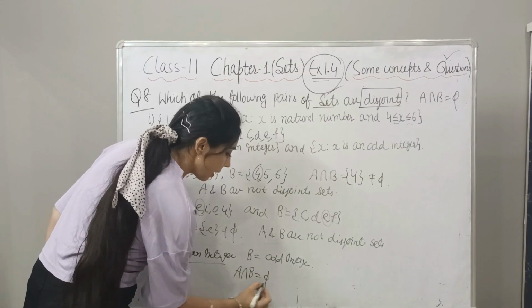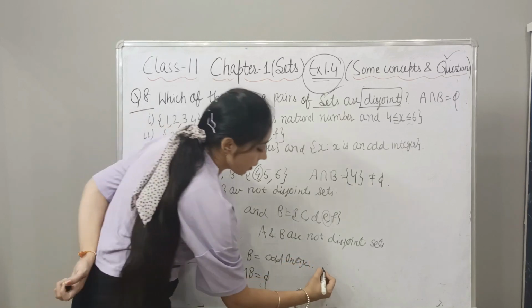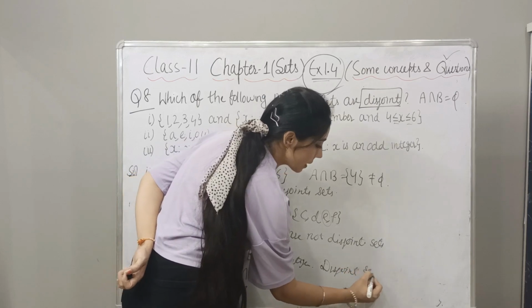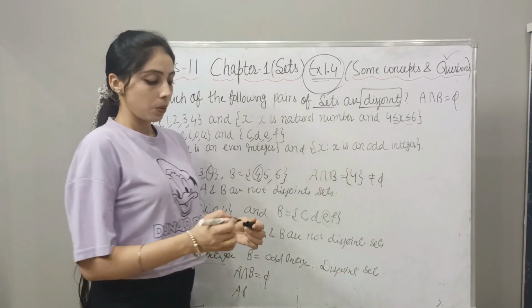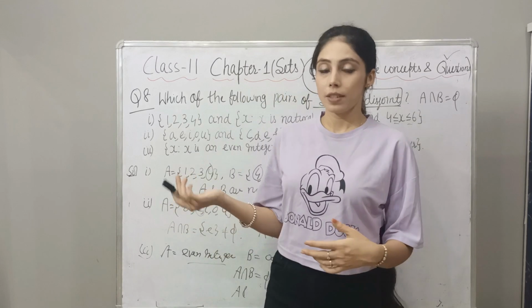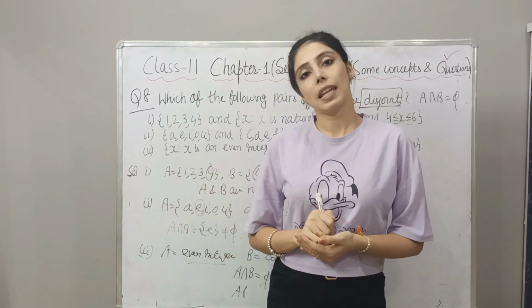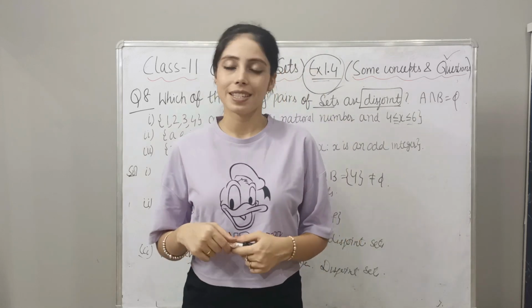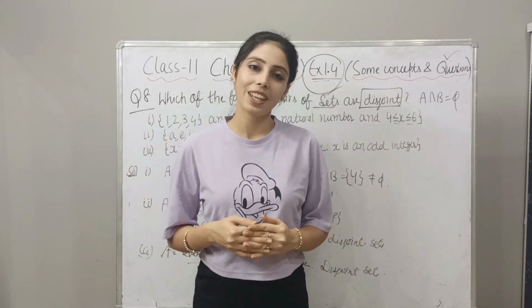Okay, so here A and B are disjoint sets. So in this video we have discussed question number 7 and 8. In the next video we will discuss more questions of exercise 1.4. Stay tuned. Thank you for watching.